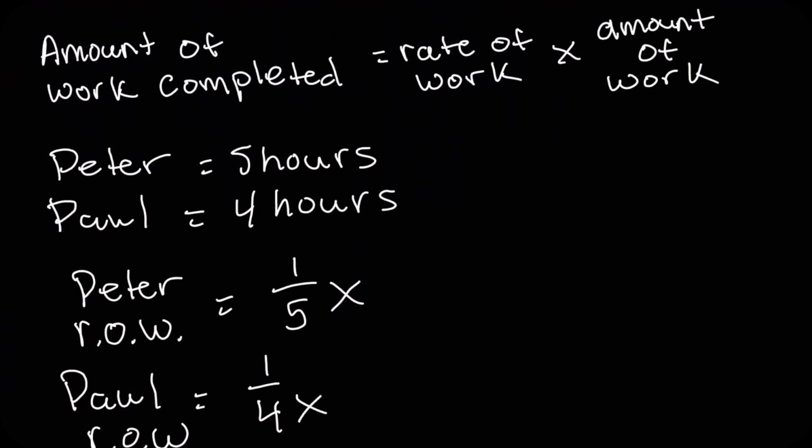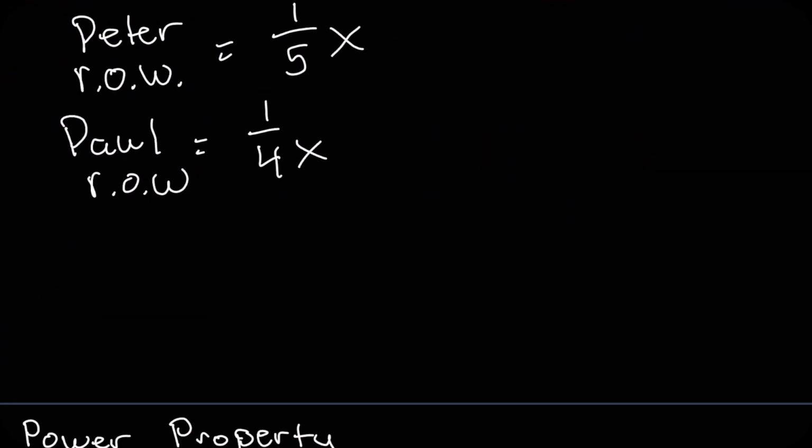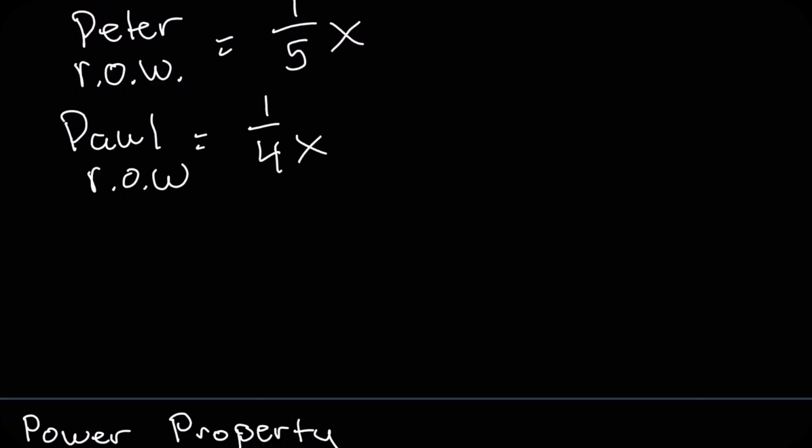Okay, so we want to figure out the amount of work completed, and we can go ahead and use this second equation given to us, the amount of work completed. So let's go ahead and plug these in. We want a full job completed, so we'll say 1 is equal to 1/5x plus 1/4x, and go ahead and try to solve for x.